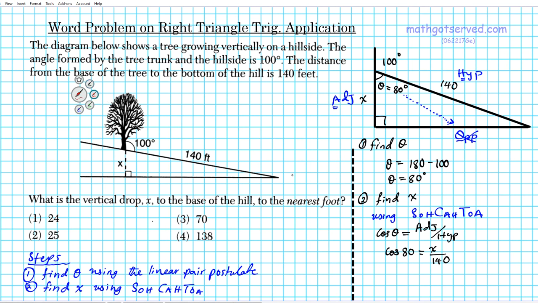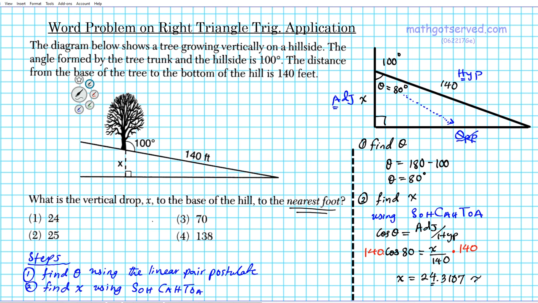To solve it for x, we just multiply both sides by 140. Then x is going to be 140 times cosine of 80. You can just plug this in your calculator. If you plug 140 times cosine of 80 in your calculator, you're going to get 24.3107. We're rounding it to the nearest foot, which is the ones place.